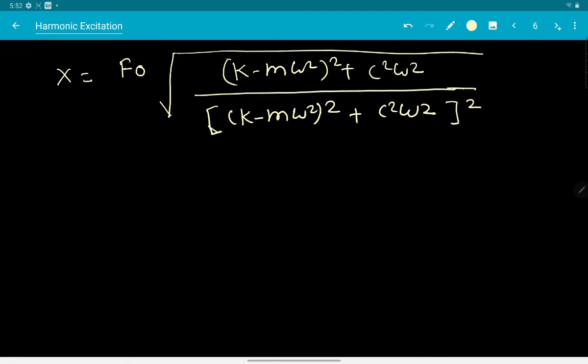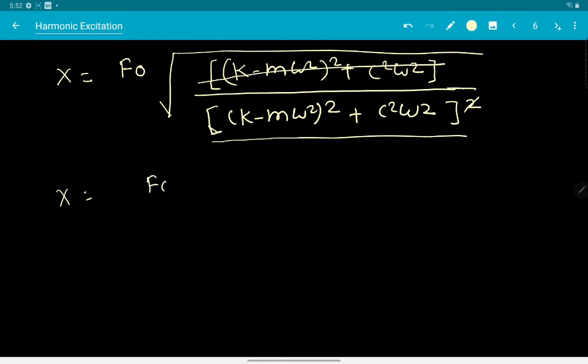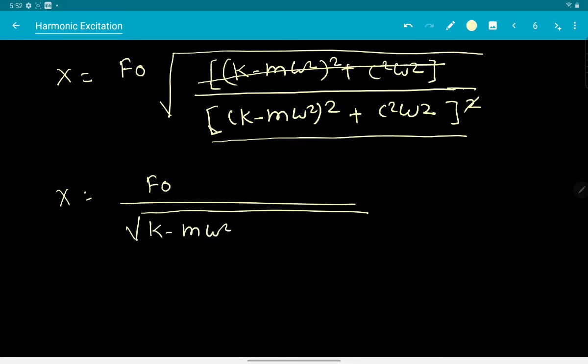If you compare the numerator and denominator, you will see that it is the same bracket, the square of which is appearing in the denominator. So the denominator is the square of the numerator. So the numerator will go, and one power from the denominator will go, and you will be left with this single bracket which is in the square root. So X will essentially look something like this: f0 divided by the square root of (k minus m omega square) square plus c square omega square.